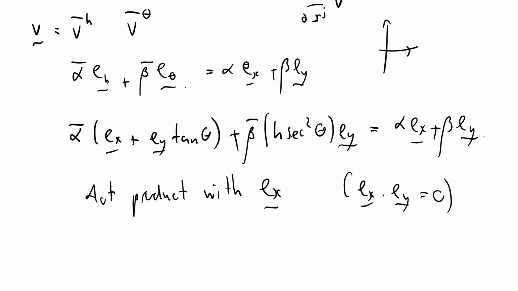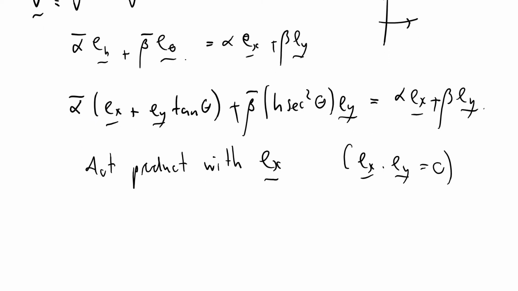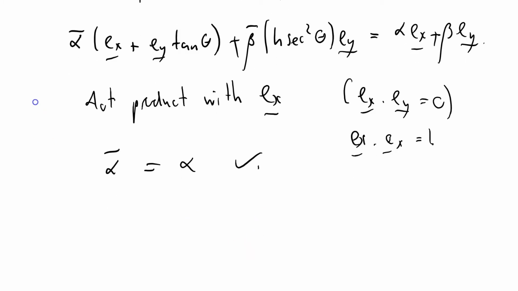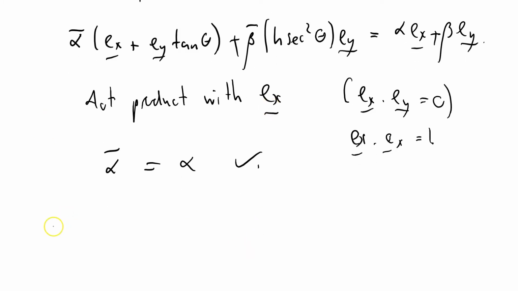So when I take a dot product with e_x, everything vanishes except for the e_x terms, and I've got alpha bar e_x dot e_x, which of course equals 1. So when I take a dot product, this term drops out, and alpha bar equals alpha. Oh, that's easy. Now I'll take a dot product with e_y.